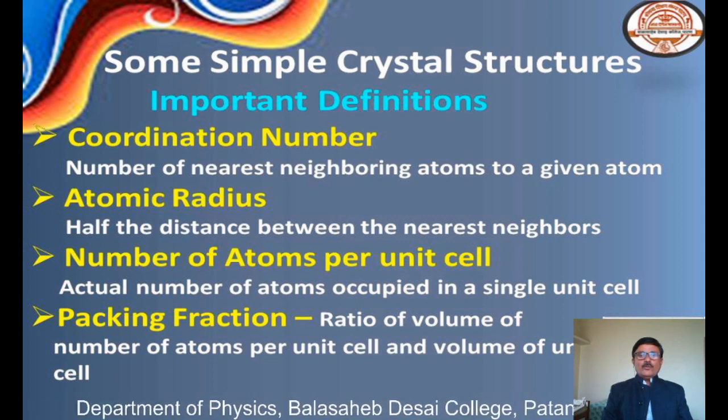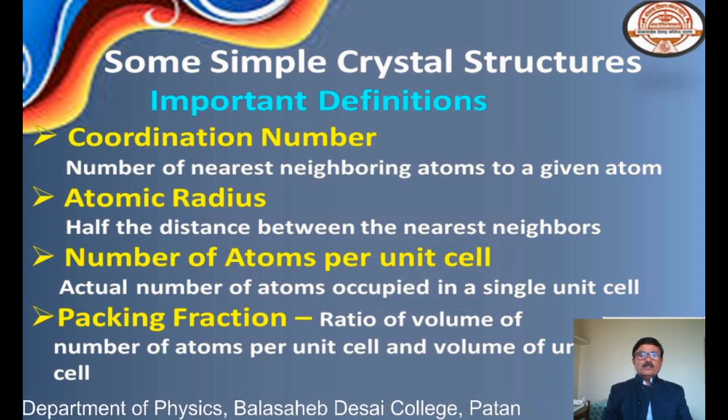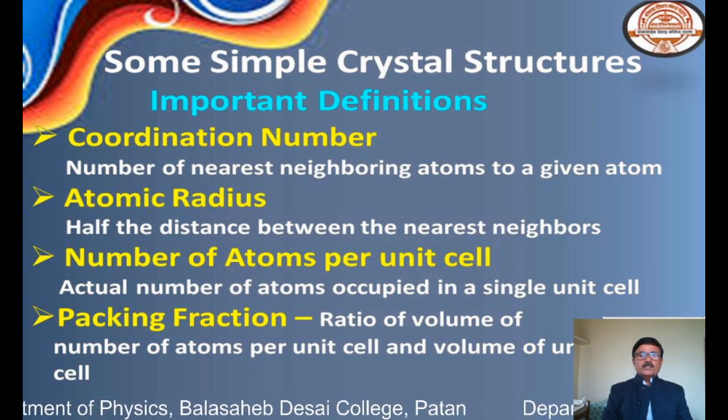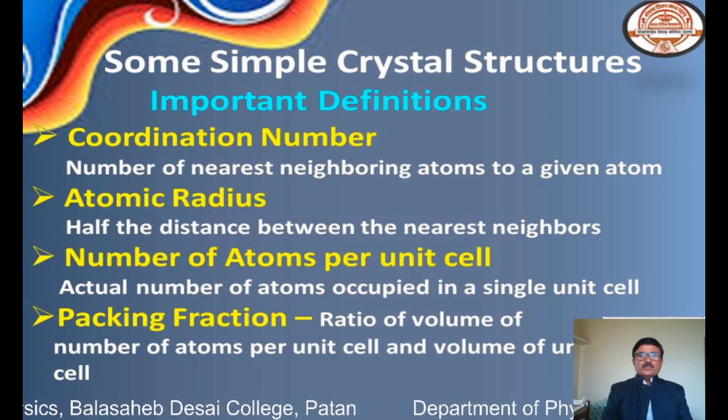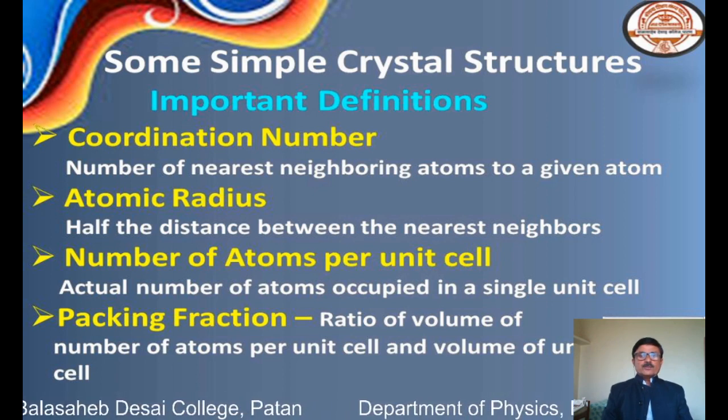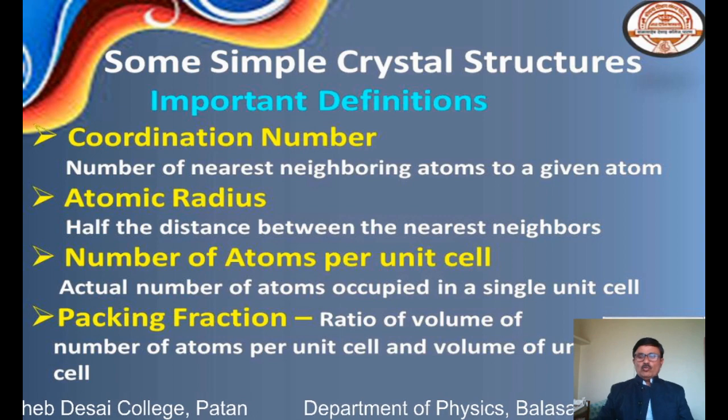Next is the number of atoms per unit cell that we have to calculate. Actual number of atoms present in the unit cell. Last one is the packing fraction, which is the ratio of volume of number of atoms per unit cell and volume of the unit cell.